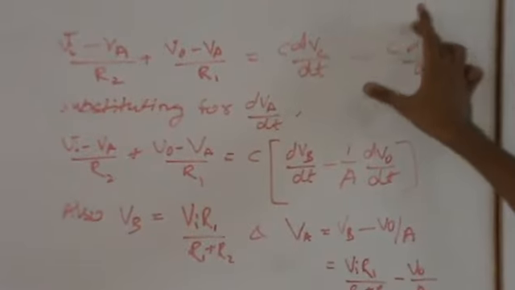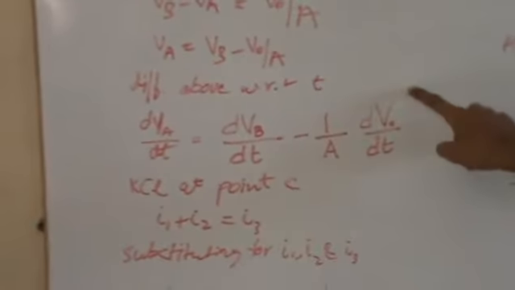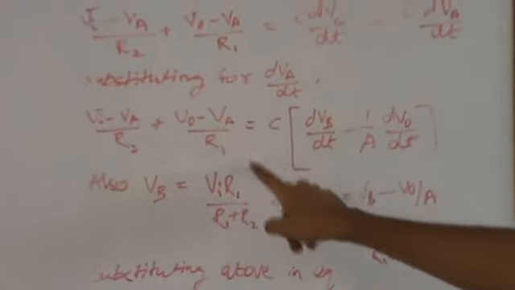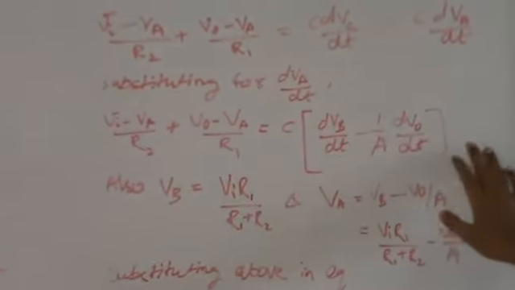Now this value dVA by dt, we are going to substitute from this equation, and we get (VI minus VA) by R2 plus (V0 minus VA) by R1 is equal to C into (dVB by dt minus 1 by A dV0 by dt).